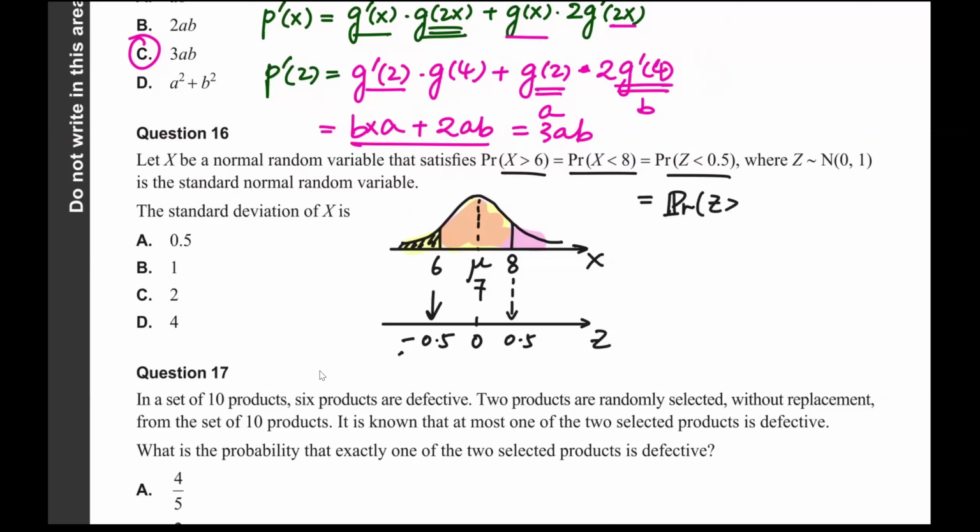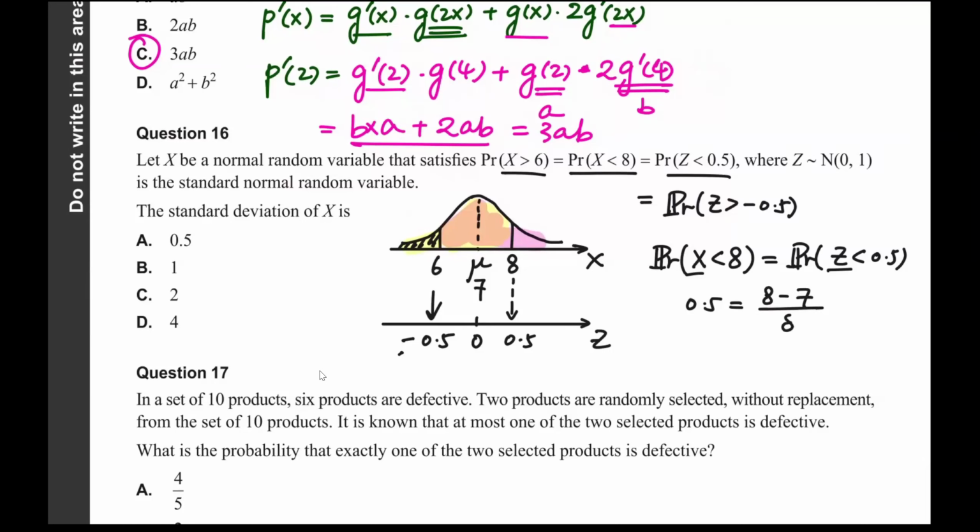So there is a hidden condition: probability Z is greater than minus 0.5. What I'm going to do is equate probability X less than 8 to probability of Z less than 0.5. Then according to the conversion formula, Z equals X minus the mean, where X is 8, divided by sigma. Therefore, it has to be 1 divided by sigma, and sigma is 2.